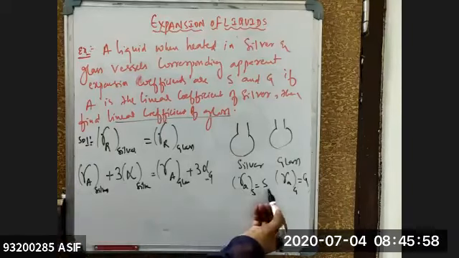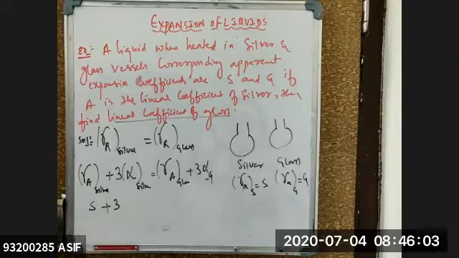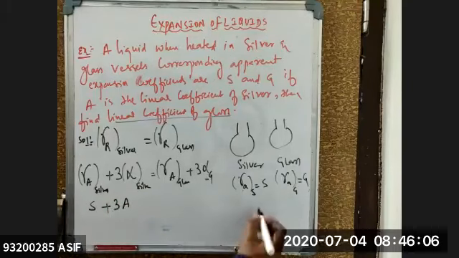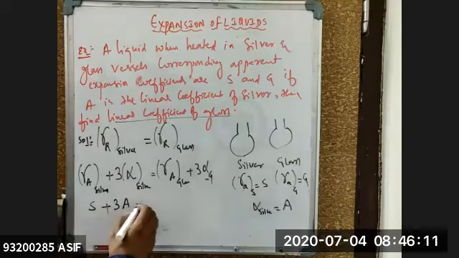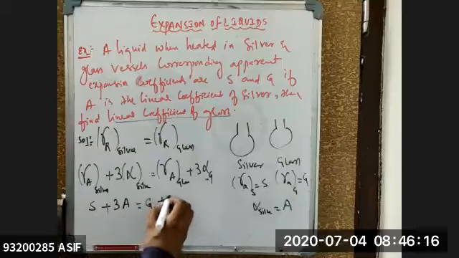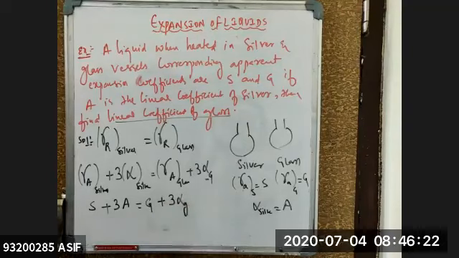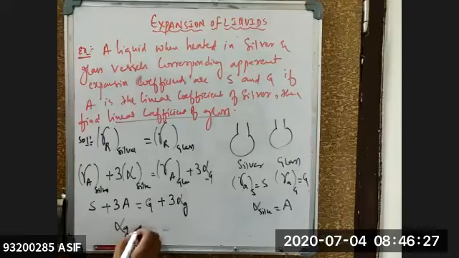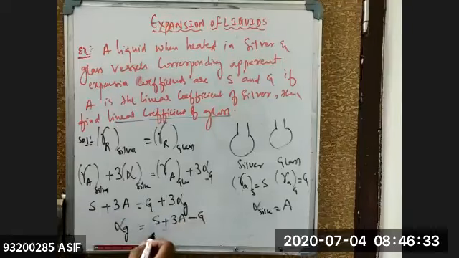Gamma apparent of silver is given as S, plus 3 times the coefficient of linear expansion of silver, represented by alpha. Alpha of silver is given as A in the problem. So S plus 3A equals the coefficient of apparent expansion of glass, given as G, plus 3 times alpha of glass. So I can write from this, alpha of glass will be equal to S plus 3A minus G, divided by 3. Is it clear for everyone?